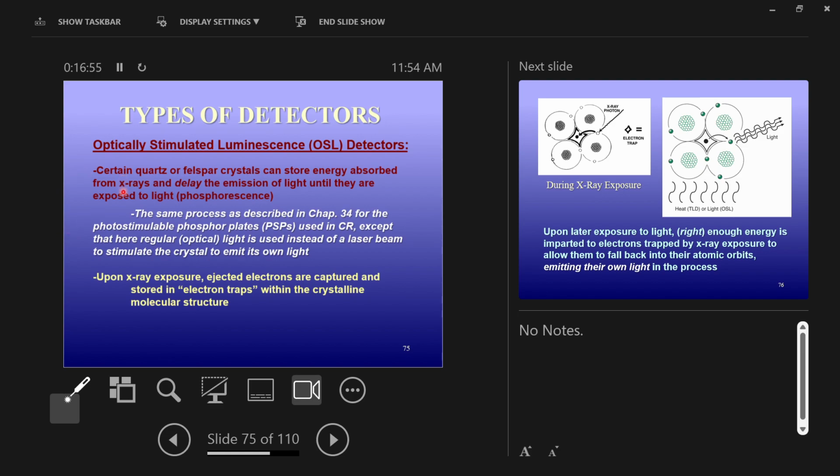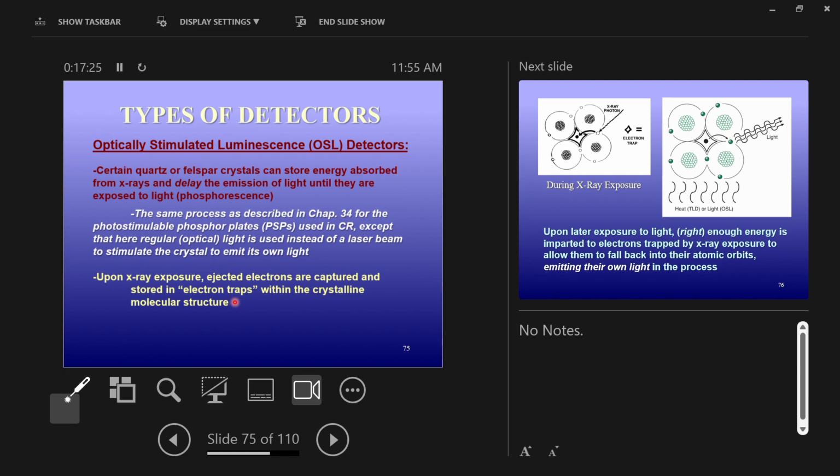If this sounds familiar, as I just said, this is the same process for the photostimulable phosphor plates used in computed radiography, CR cassettes. So if you know about OSL detectors, you'll know about CR cassettes. Upon the X-ray exposure, the ejected electrons are captured and stored in electron traps within the crystalline structure of the material for later re-emission at the laboratory when we send these back to the company.